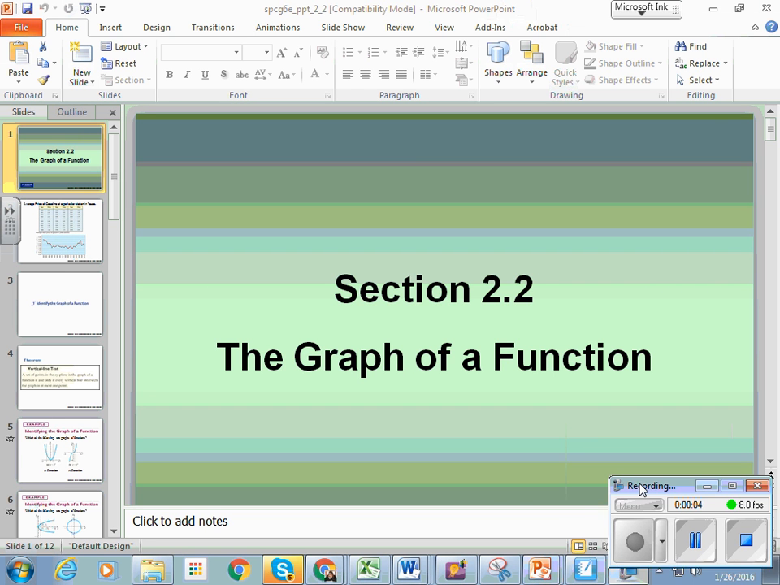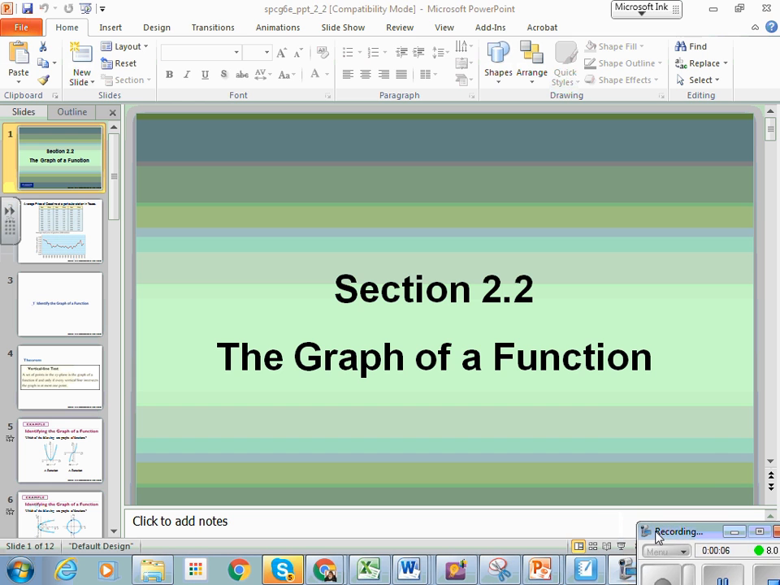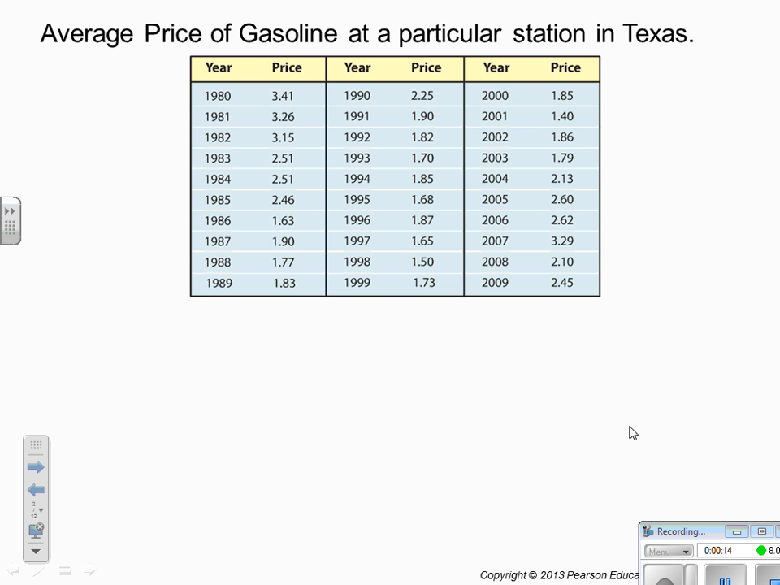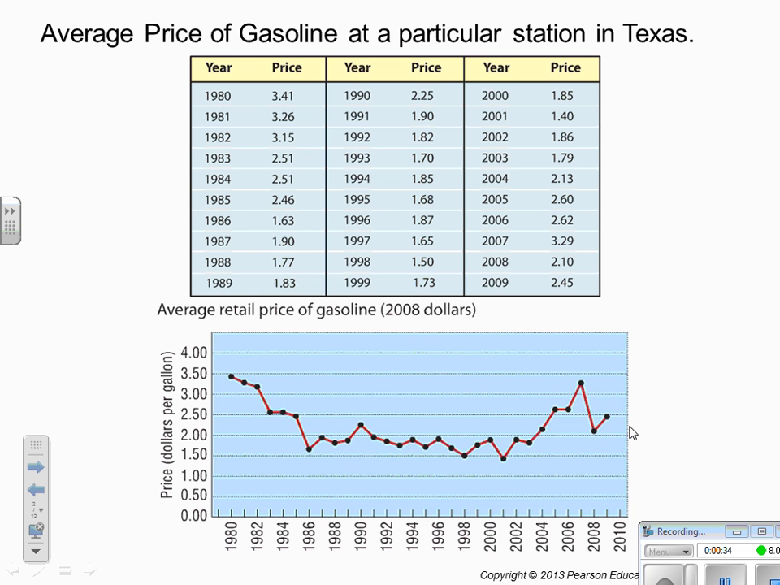All right, this is Precalculus, section 2.2, the graph of a function. So when we collect data about, say, gasoline, how do we handle this data? Is there a relationship, and how can we use that relationship to give us more data and more information?